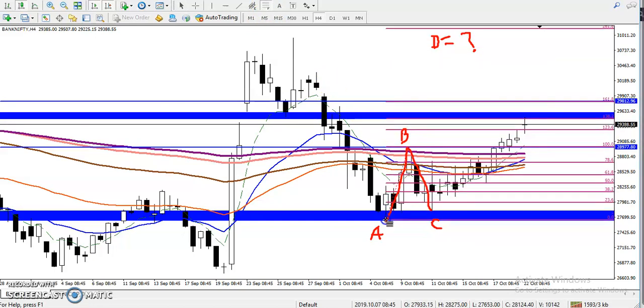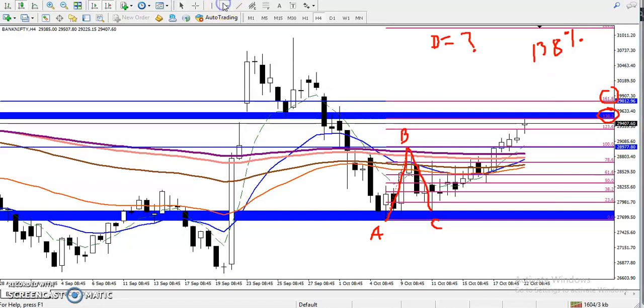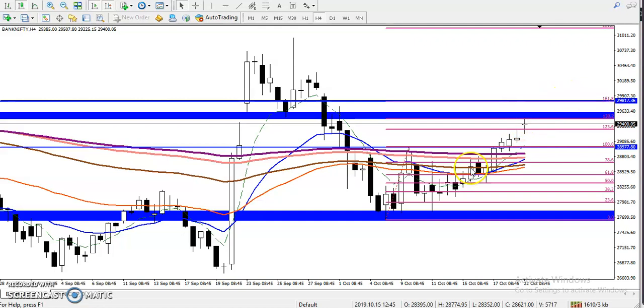I just connected this A and B point, and we have seen the C point. According to the Fibonacci, we have seen two extension lines. One is 138.2, exactly 138%. And another we have seen, 161 is here. Let me draw a horizontal line. So this is 161, two expansions we have seen here. One is 138 already here in this zone, and another 161.